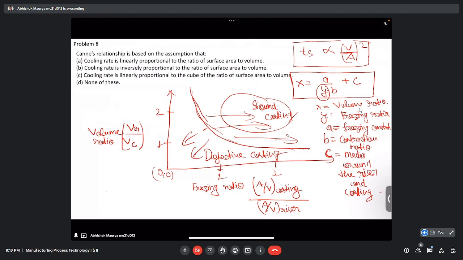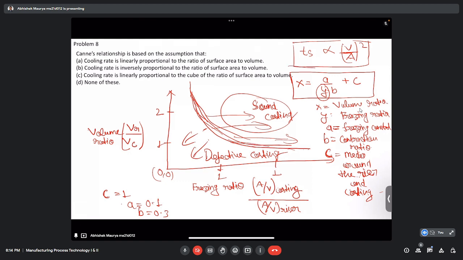Typically c is equal to 1 if we have the same kind of material and environment around the riser and the casting. And for steel, a is equal to 0.1 and b is equal to 0.3. This curve helps us find out whether the design we have made for the given volume of the casting and the riser is correct, and whether the surface area we have taken is suitable for a sound casting or not.